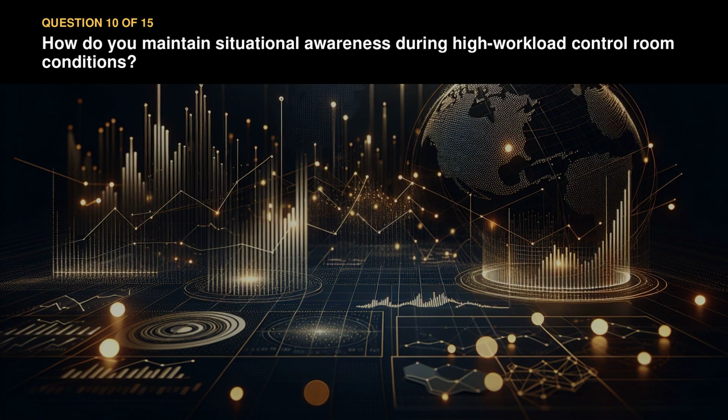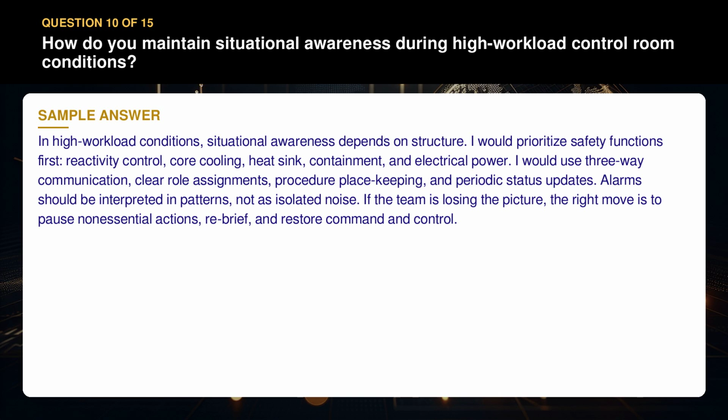Question 10. How do you maintain situational awareness during high-workload control room conditions? In high-workload conditions, situational awareness depends on structure. I would prioritize safety functions first: reactivity control, core cooling, heat sink, containment, and electrical power. I would use three-way communication, clear role assignments, procedure placekeeping, and periodic status updates.